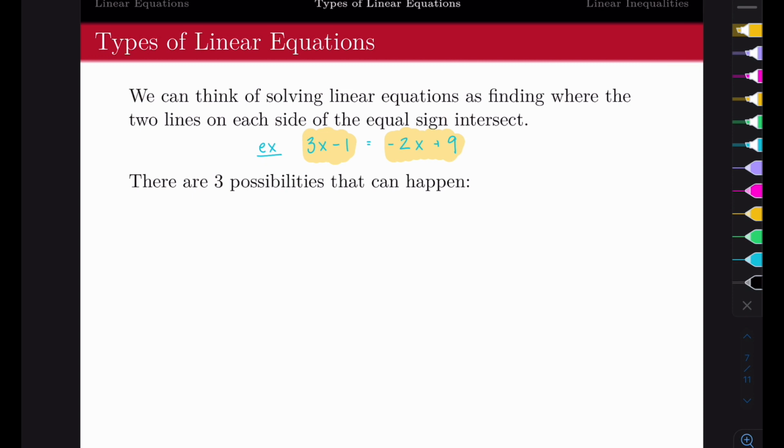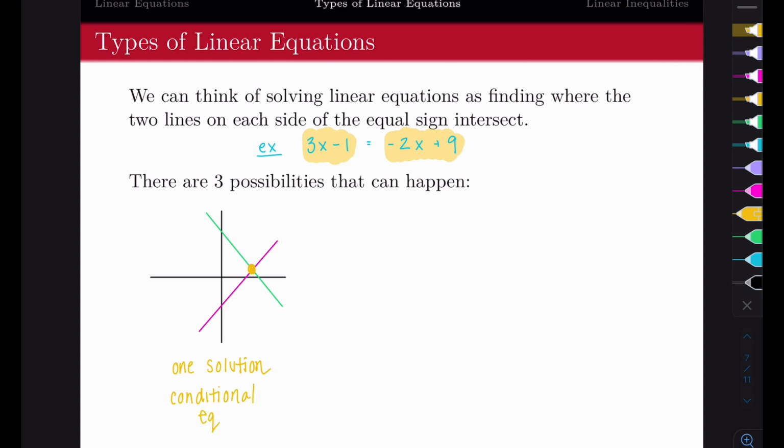So if I'm considering two lines, I really have three possibilities as what could happen where those lines intersect. So our very first possibility is what we've seen. If I go ahead and graph one line, and then I graph the other line, they could intersect at a single point. So here, there is one solution to that equation. That is what we've seen. A single x value that gives you the same y value. So this is called a conditional equation.